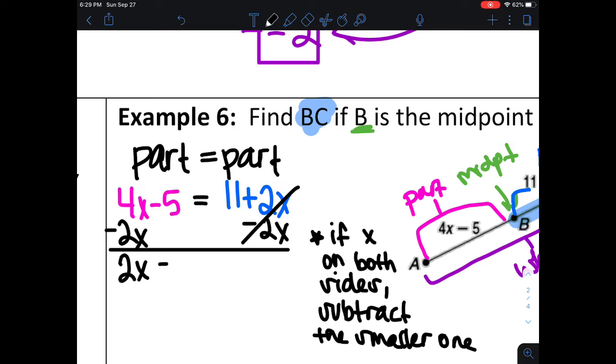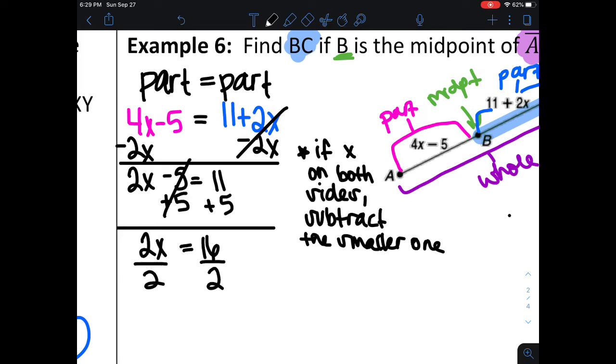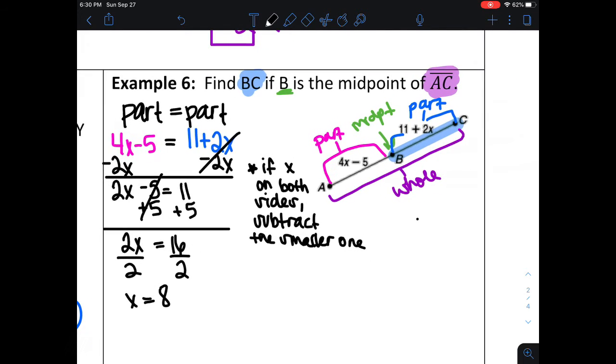4 minus 2 is 2, so that's 2x. Minus 5 equals 11. Now we have a two-step equation, so we're going to add 5 on both sides, right? Because we got to get rid of that 5. Okay, now we have 2x equals 11 plus 5, which is 16. And then we divide both sides by 2, leaving us with x equals 8. Okay, cool, we're done. No, you're not done.